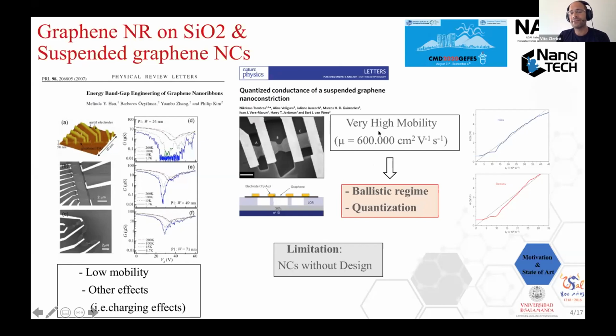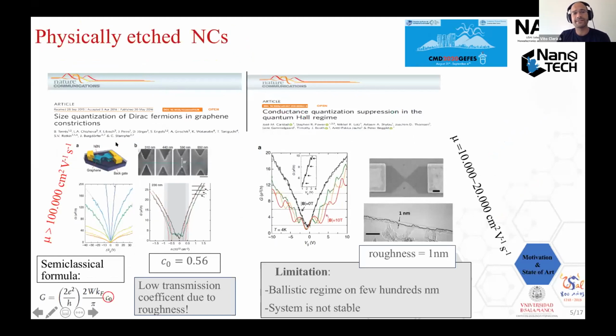With suspended graphene, the ballistic regime is easily achieved because suspended graphene has very high mobility. But the main limitation is the possibility of defining the constriction with a particular design. This in particular was fabricated with a technique called current annealing. More recently, Terrés studied different constrictions in encapsulated graphene, so he easily achieved very high mobility and ballistic regime, and he studied different constrictions with different widths, observing quantization in the form of spikes.